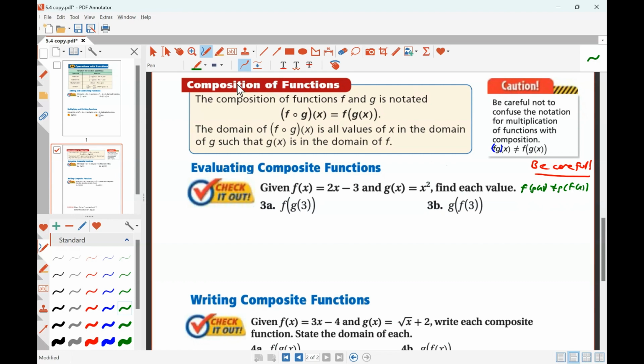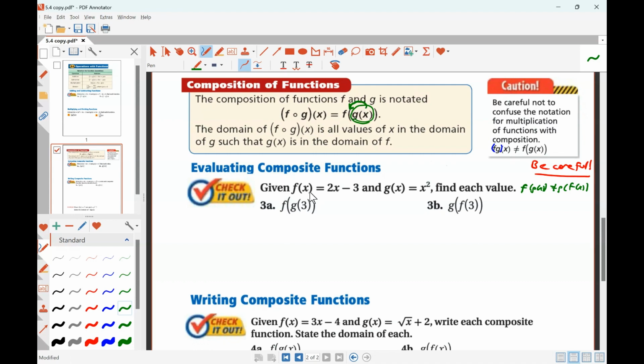So the composition of functions means we take the inside function, g of x is the inside here, and put it into the outside function. So take the inside function, use the inside function as an input of the outside function. The inside function's output will become the outside function's input. Output of inside is input of outside. We just take the inside and pour it into the outside function.